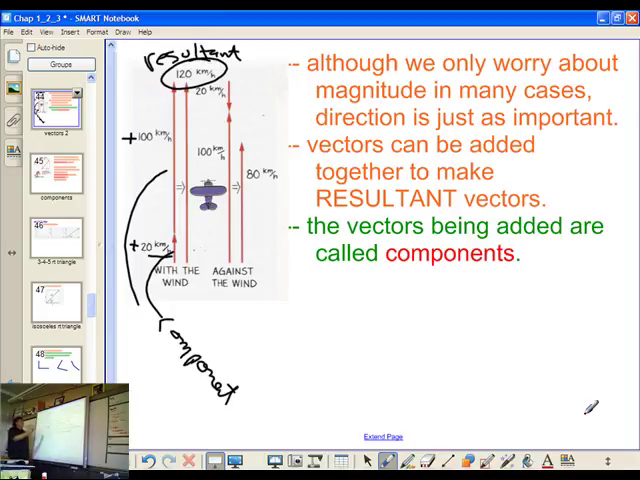Against the wind, so in this case I have a negative 20, positive 10, so 100 plus a negative 20 gives me my resultant of 80 kilometers per hour over the ground. Again, the speedometer would say 100, but when he looks down on his little chart, it was only going 80.